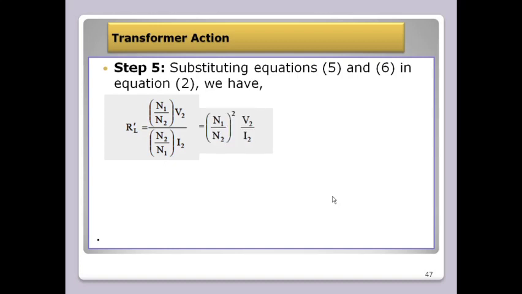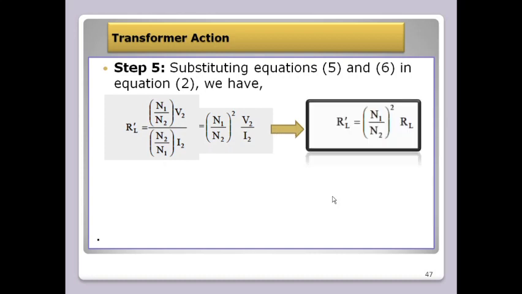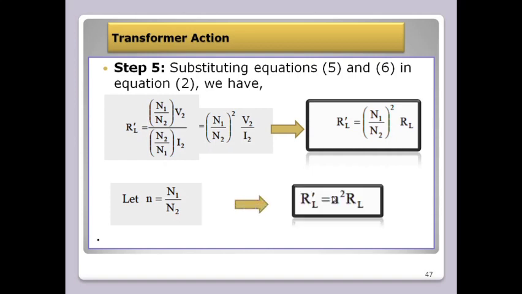Now the RL inverse is (N1 by N2) whole square into V2 by I2. We can rewrite here, and V2 by I2 actually gives the RL. So RL dash is (N1 by N2) whole square into RL. Let us suppose N1 by N2 as N. Now I can rewrite the equation: RL dash is equal to N square RL. So this is the reflected load.